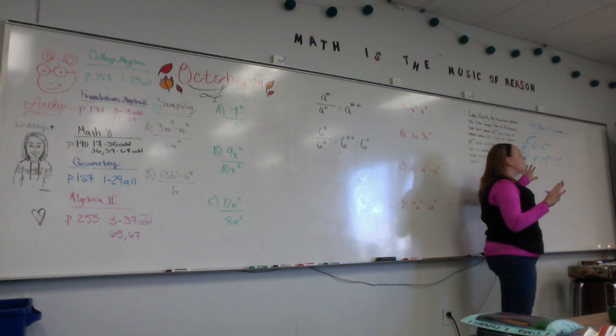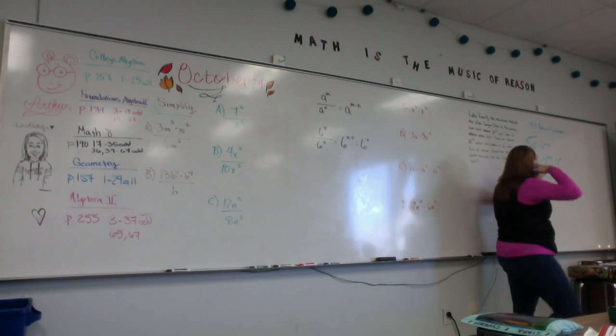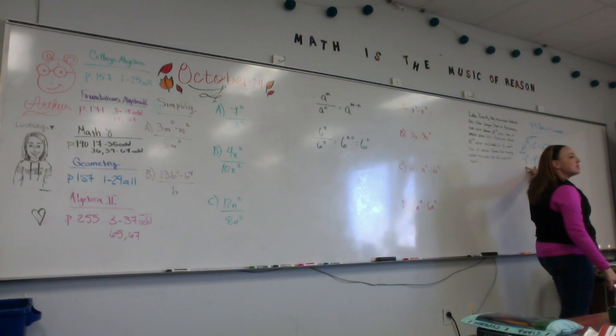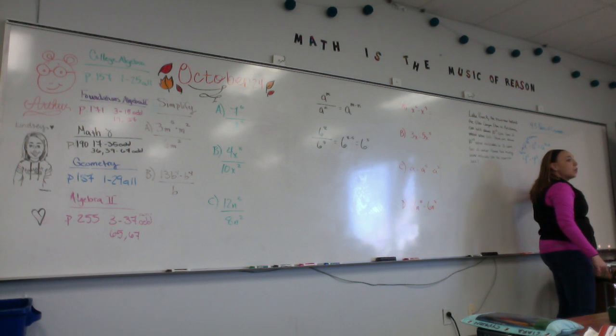So if I have 4 cubed, you're not solving all the way out. Listen, here I have the same bases. I have 4s. This one's 4 cubed. This one's 4 squared. Since they're being multiplied together, I end up getting 4 to the 3 plus 2. So I get 4 to the 5th.